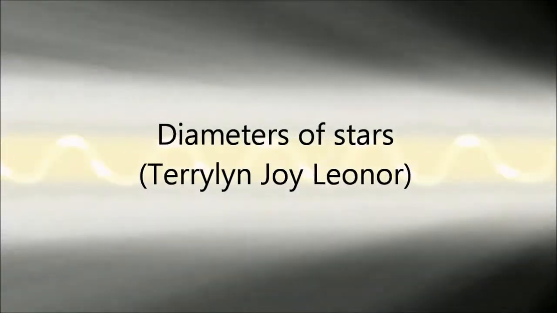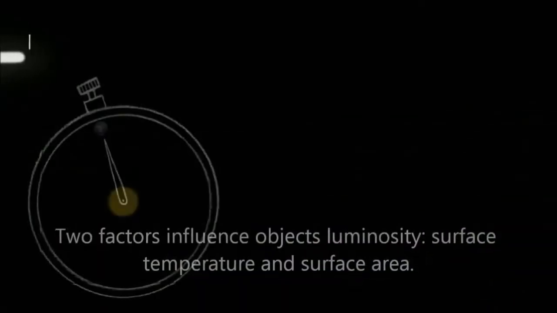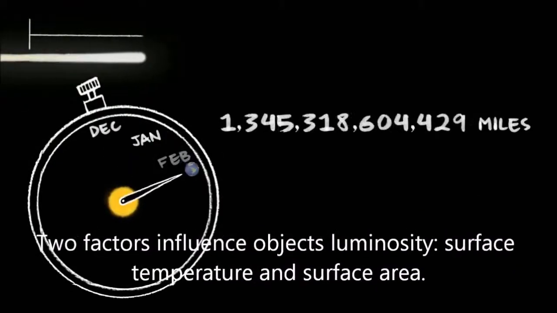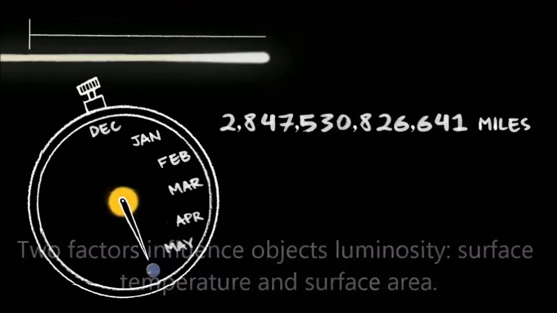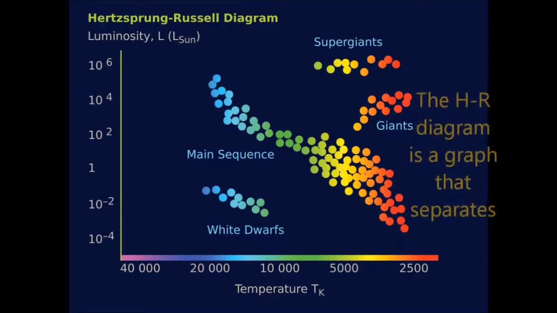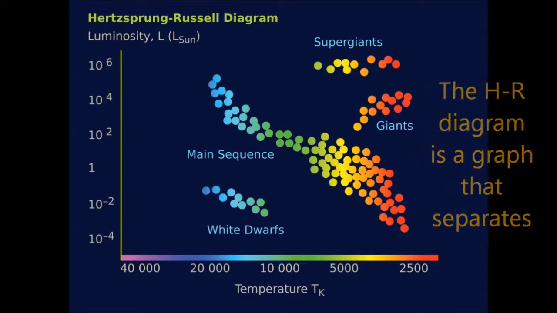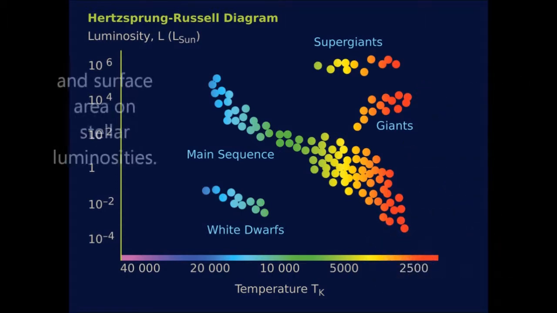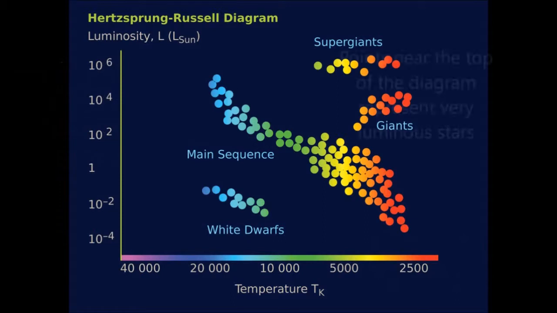Let us know the diameters of stars. Two factors influence an object's luminosity: the surface temperature and surface area. First, we have to know the HR diagram. The HR diagram is a graph that separates the effect of temperature and surface area on stellar luminosities.